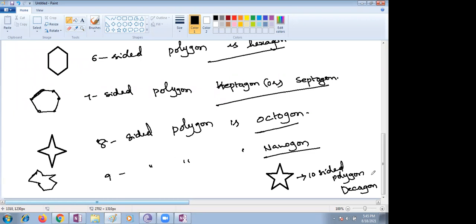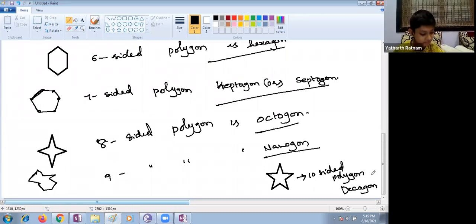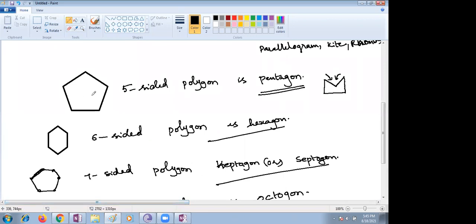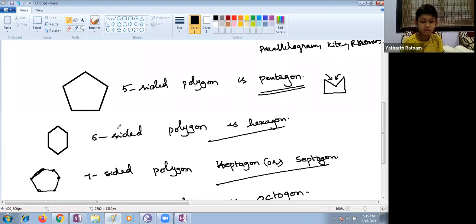Sri Harsha, 5-sided polygon. What is the name of the 5-sided polygon? Pentagon. How many times am I giving it, children? Just before the picture, you can see this is a 5-sided polygon, a pentagon.